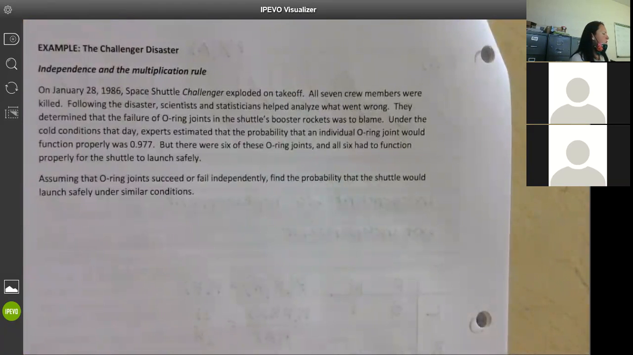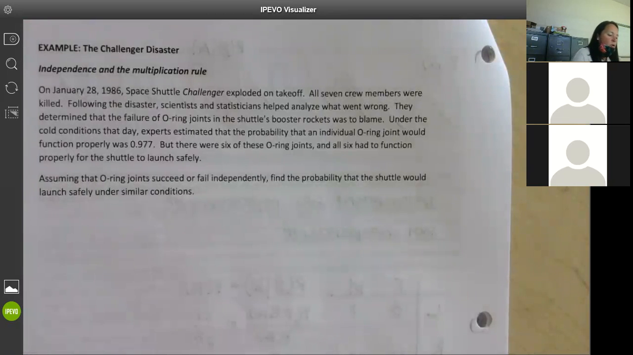Okay. So on January 28th, 1986, Space Shuttle Challenger exploded on takeoff. All 7 crew members were killed. Following the disaster, scientists and statisticians helped analyze what went wrong. They determined that the failure of O-ring joints in the shuttle's booster rockets was to blame. Under the cold conditions that day, experts estimated that the probability that an individual O-ring joint would function properly was 0.977. But there were 6 of these O-ring joints, and all 6 had to function properly for the shuttle to launch safely. Assuming that O-ring joints succeed or fail independently, that means one doesn't depend on the other, find the probability that the shuttle would launch safely under similar conditions.